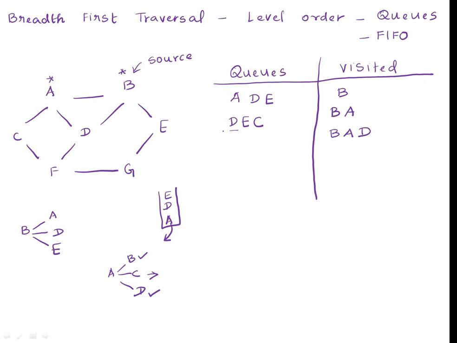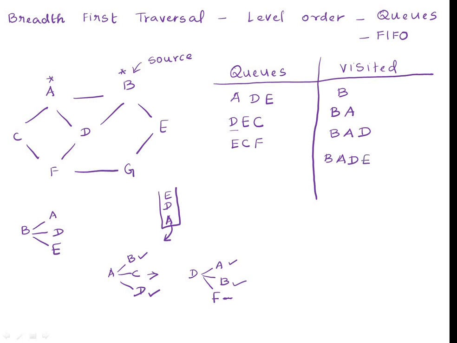Inside the queue, D is the first value, so D gets dequeued. Retain the previous value and check for any new updates. D's degree is equal to 3. D is connected to A, D is connected to B and D is connected to F. A is already present inside the table and B is also present inside the table. So F is the one which gets newly updated. Continue this operation again until my queue is completely empty.